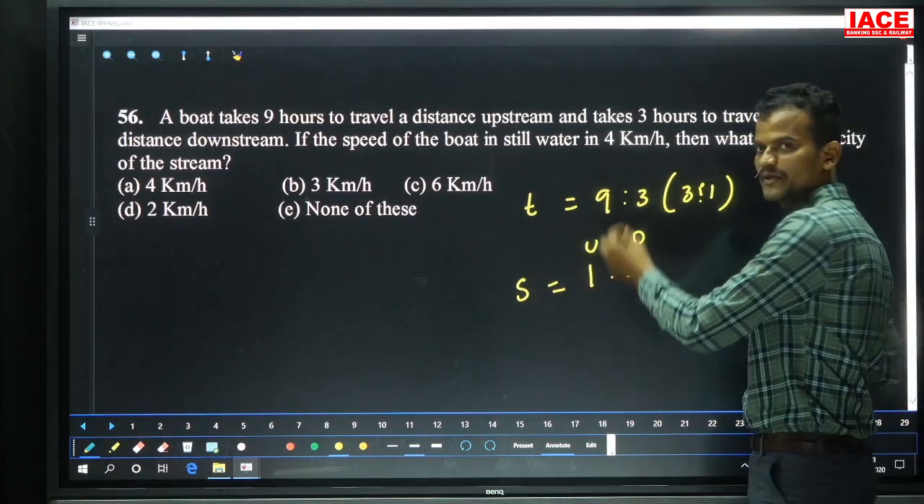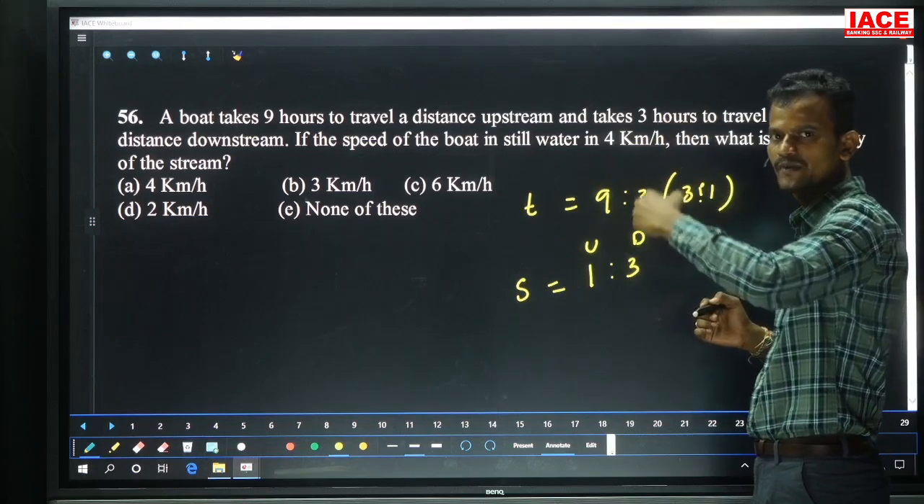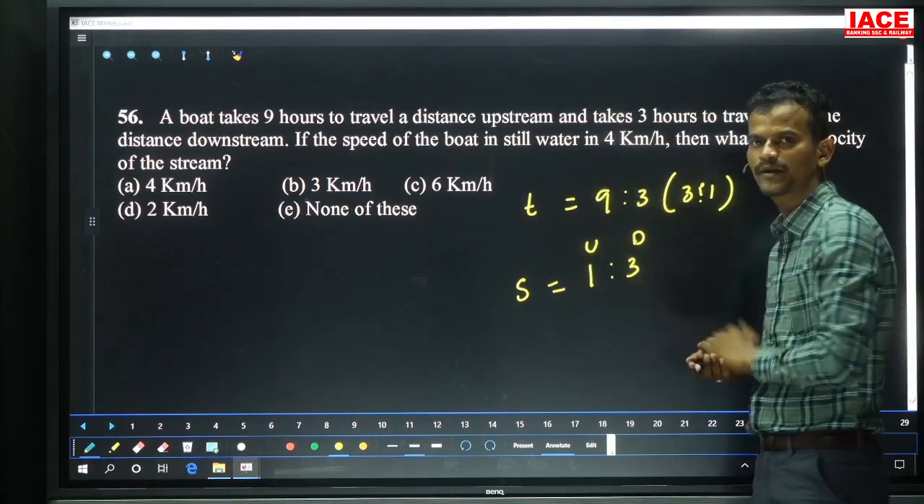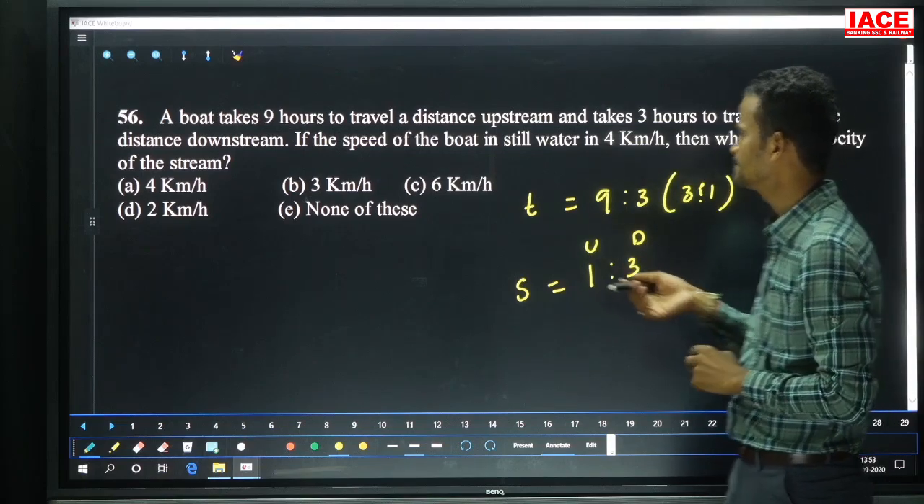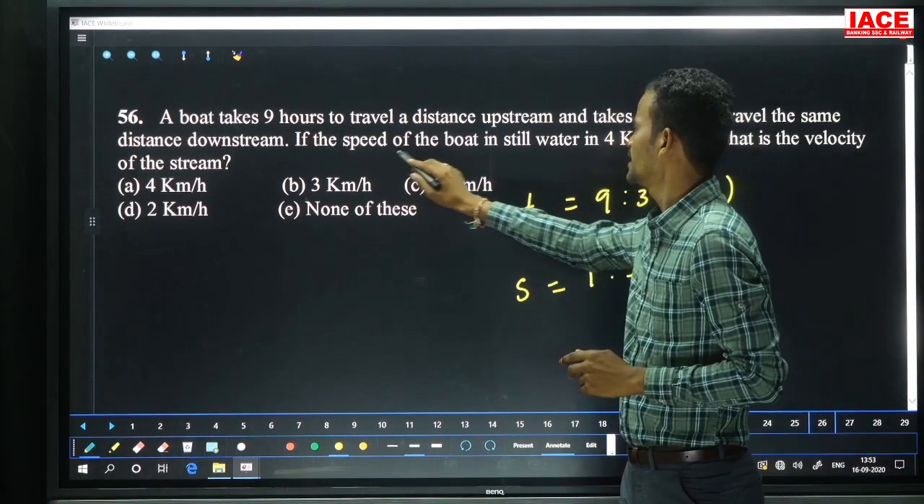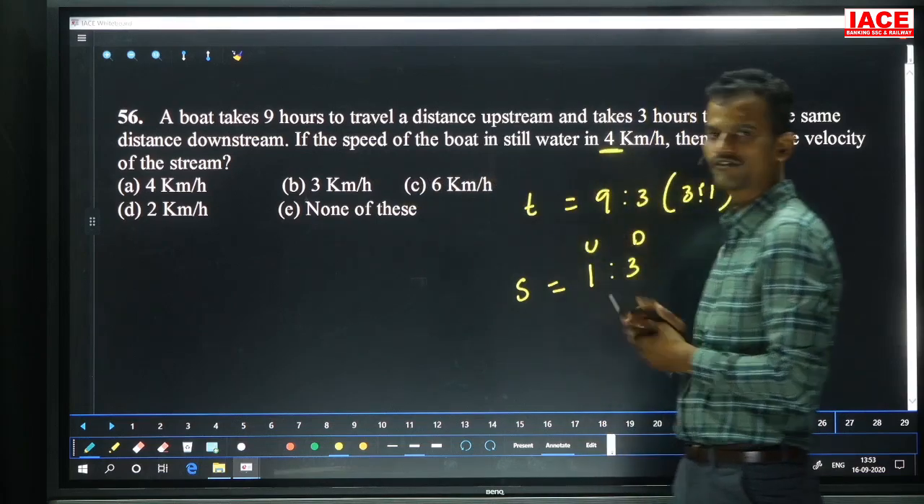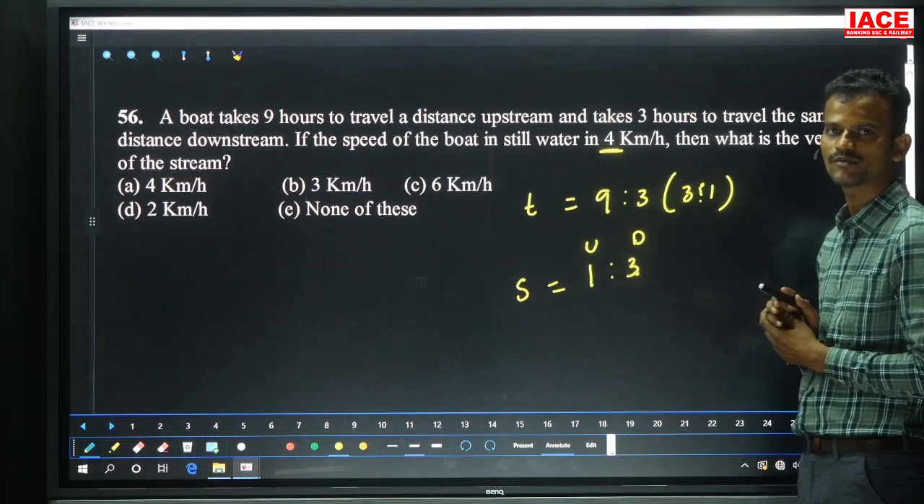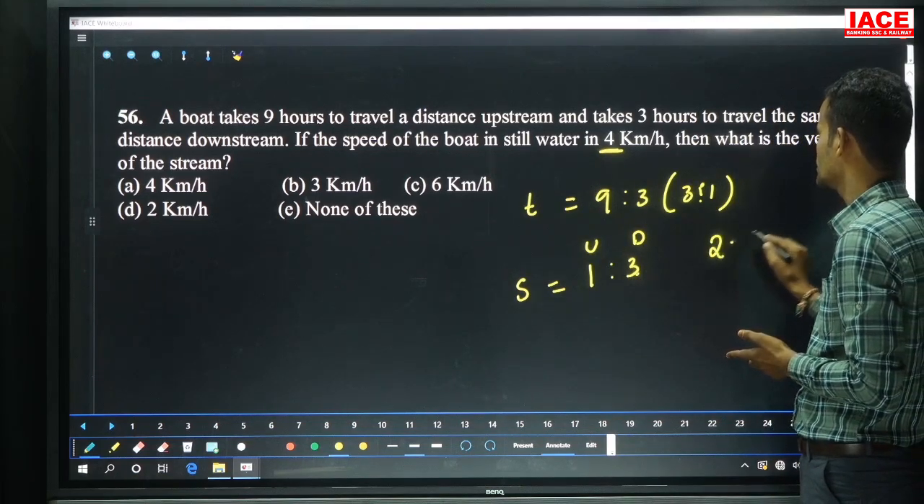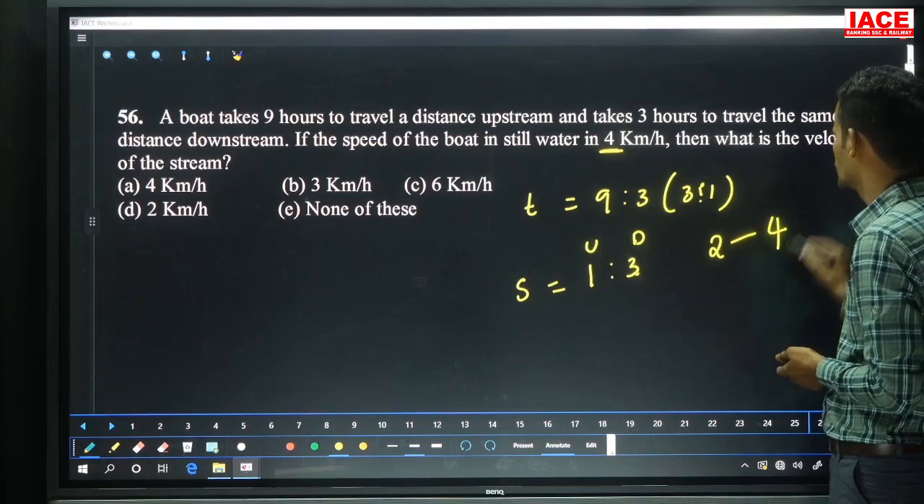So upstream speed means boat speed minus water speed. Downstream speed means boat speed plus water speed. Now listen. If the speed of the boat in still water, how much, sir? 4. Listen, sir. 3 boat is given, means 3 plus 1. 3 plus 1 is how much, sir? 4. 4 by 2, 2. 2 is equal to 4. This is the boat speed.